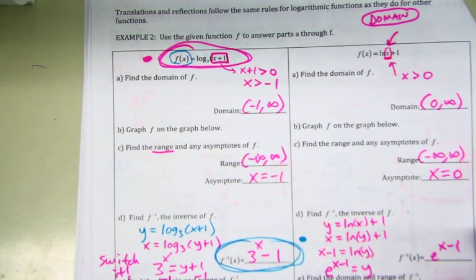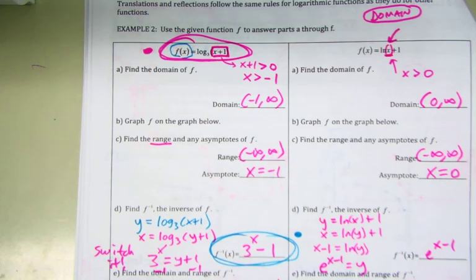Why the domain is, why there's the restriction that it has to be greater than 0? Well, here's why.